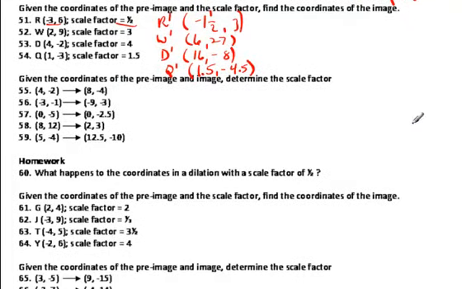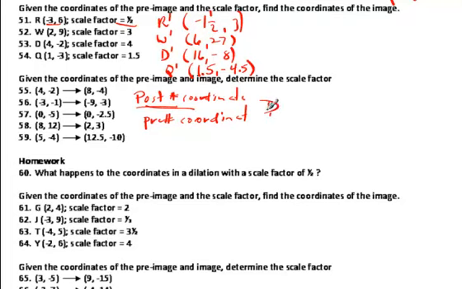Okay, the last part here: if I'm given the pre-image and the post-image points, and I want to determine the scale factor, here's all I do. Take your post number coordinate and put that over your pre-number coordinate, and then divide. I'm going to take my post coordinate, and I just need to use either the x's or the y's. You don't use both.